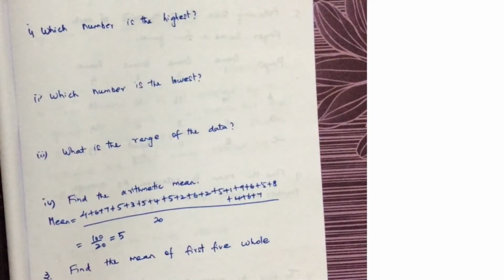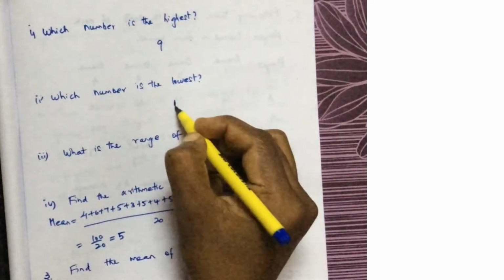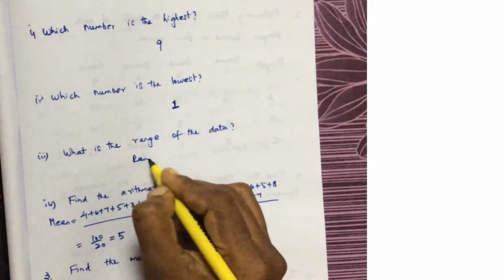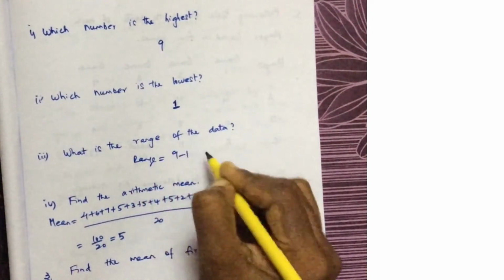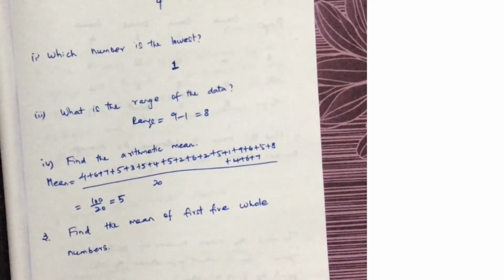Continuation of the same question. Which number is the highest? Here 9 is the highest. 9, the mark 9 is the highest mark. Which number is the lowest? 1 is the lowest mark. So what is the range will be? What is the range? Highest minus lowest. So 8.